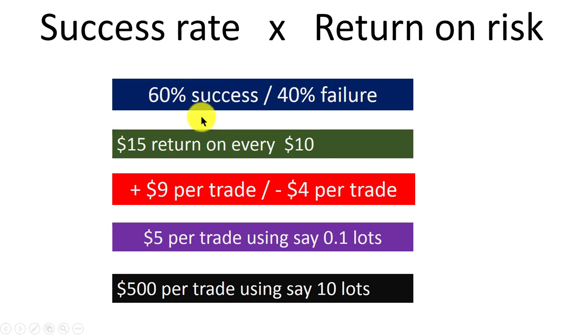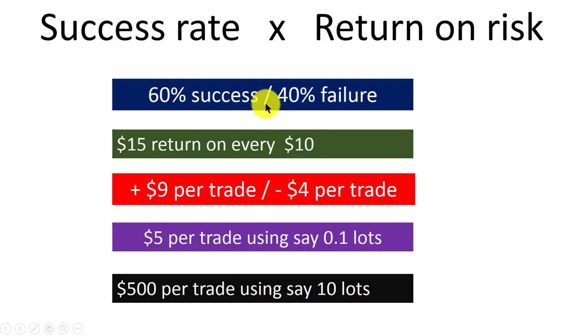And that also means that if you take 60% times $15, that's $9 per trade. And if you take 40% times $10, that's $4 per trade. That means you're making $5 per trade if you were trading lots of 0.1. But if you were trading 10 lots, for instance, you'd be making $500 a trade. And my previous video shows you how easy it is to move from 0.1 lots to 10 lots when you're trading successfully. And basically, that is the formula to print money. If you have a positive success rate and a positive return on risk, you will literally be printing money.